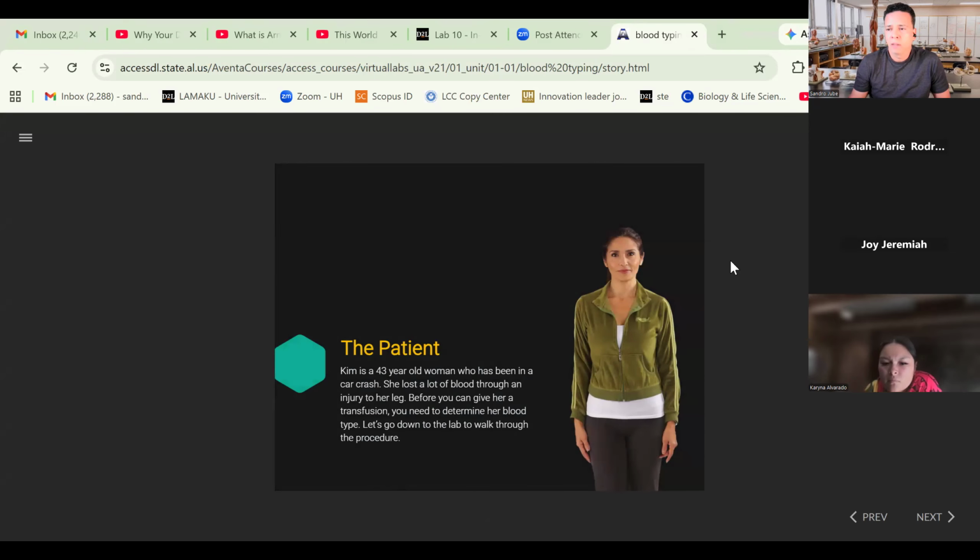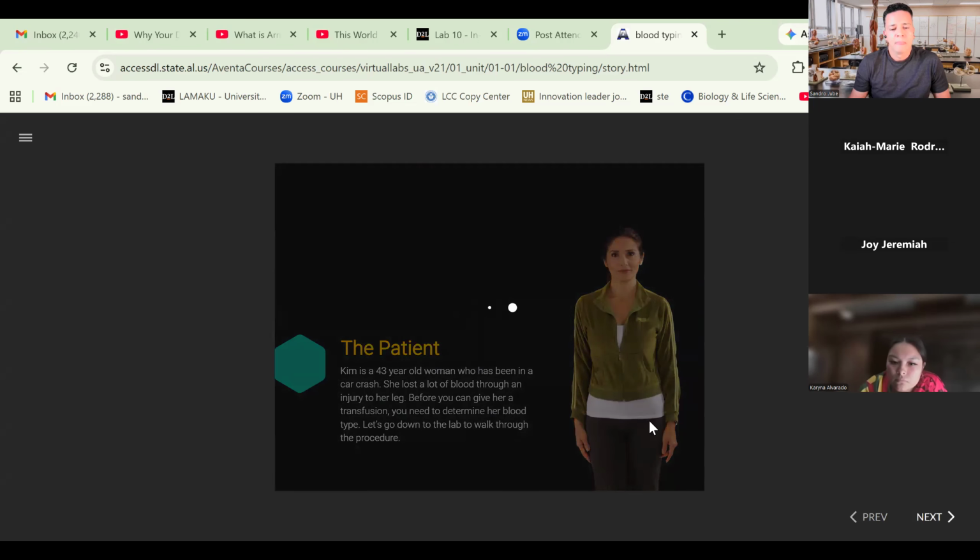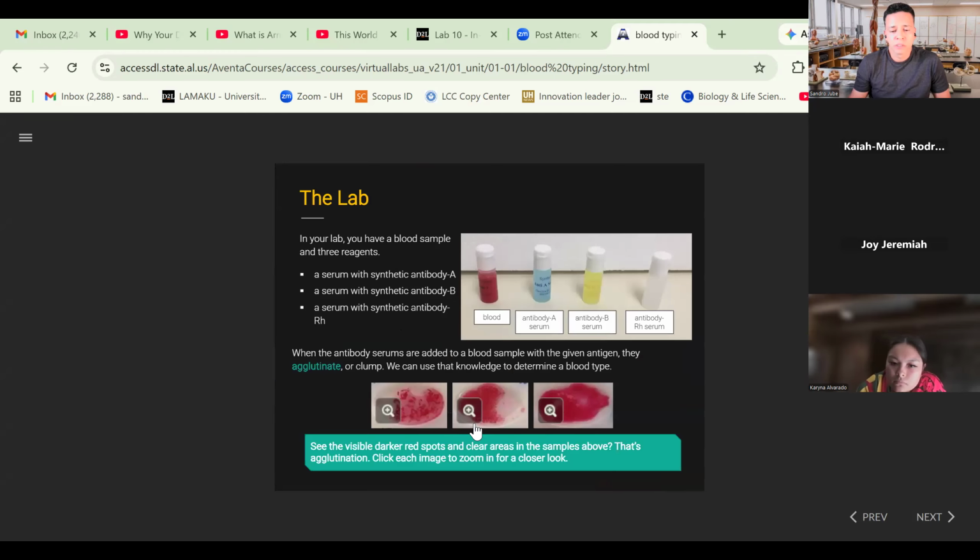So you're going to be reading here about each one of the individuals. Then you're going to click next. Then you're going to continue. You're going to follow the instructions and continue the activity.